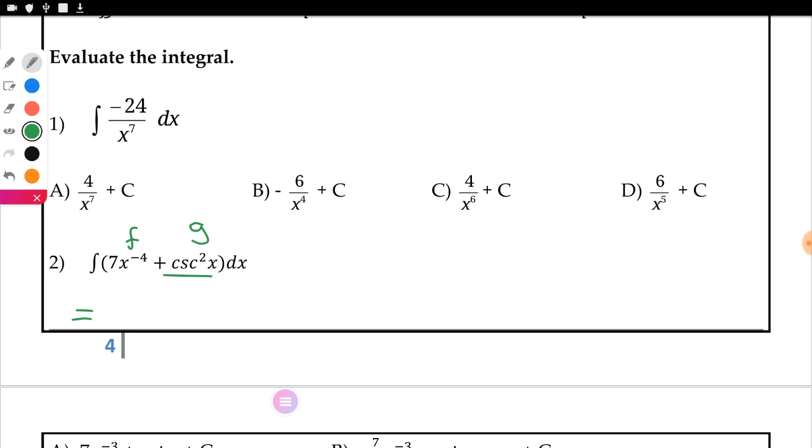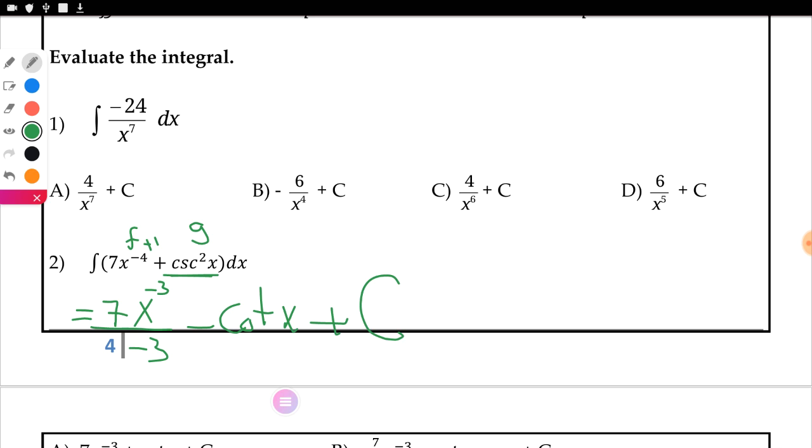What is the integration of the first one? Number 7, x to the power here add 1, it will be negative 3 over the new exponent. Here, cosecant square x, its integration is negative cotangent x. Don't forget the constant of integration.